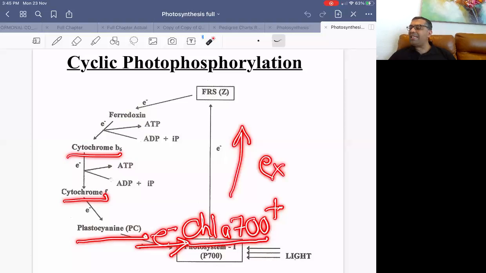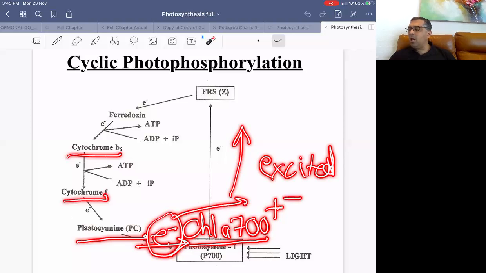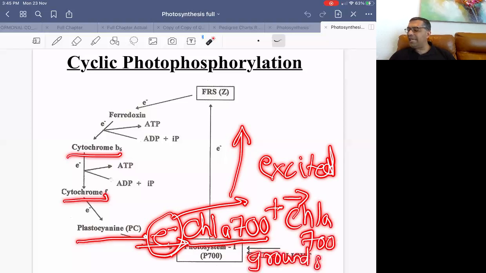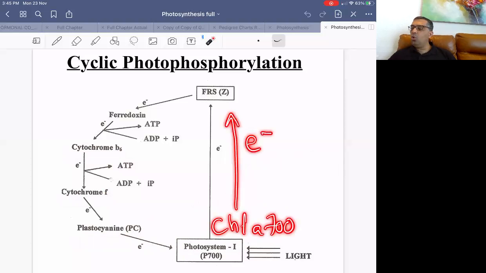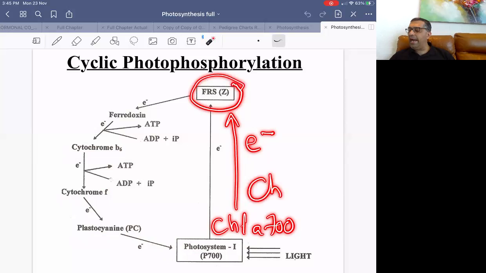and on losing electron, it had gone into an excited state. But on gaining back the electron, chlorophyll A 700 plus will again become chlorophyll A 700. In other words, it will come back to the ground state. So where has the electron gone? From chlorophyll A 700, electron went to FRS Z, and chlorophyll A 700 became chlorophyll A 700 plus.